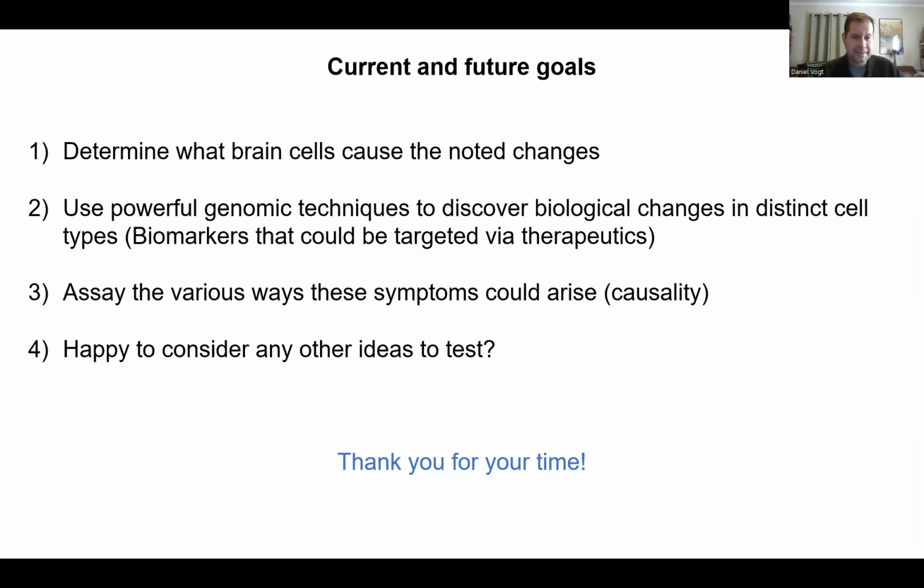We're also trying to assay all the ways that these symptoms could arise and understand the causality. For example, I showed some GABAergic marker changes, and we also talked about seizures. And the idea is that if the GABAergic markers are less, and these are your inhibitory cells, that might cause some of the seizure susceptibility. So that's something we're also interested in.